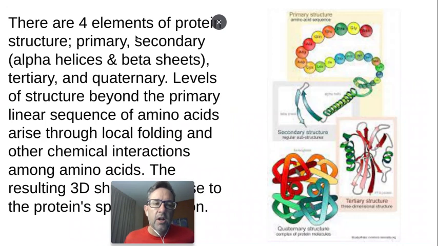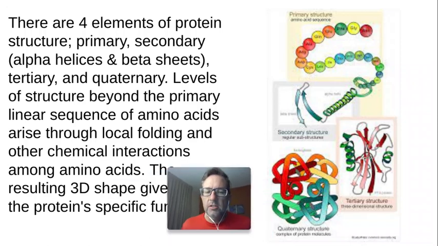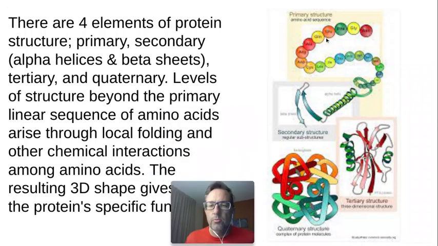It says there are 4 elements of the protein structure. Guys, let's just go over here and look at this really quickly. Here is your primary structure. Primary structure is just a sequence of amino acids connected by peptide bonds. We've talked about hydrogen bonds. When we're connecting amino acids, the amine group to the carboxyl group, that is officially called a peptide bond.